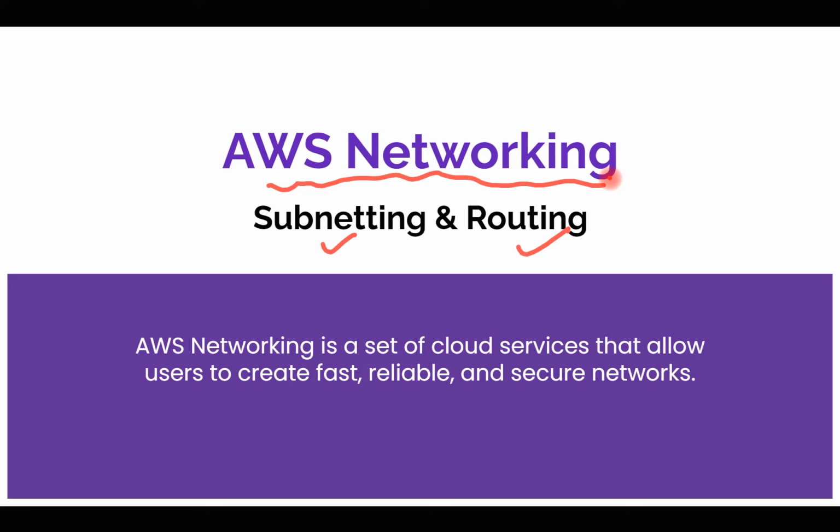But before that, we need to understand what exactly this AWS networking is. AWS networking is a set of cloud services that allows users to create a fast, reliable, and secure network. Because of this secure network, we are very confident that our applications and services are secure in the cloud platform, and we are able to access these services from our machine very confidently because of this trust which they are providing. There are some technologies they use for making this network secure, so we need to go through those components as well.